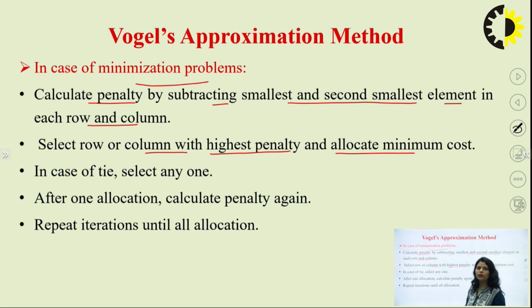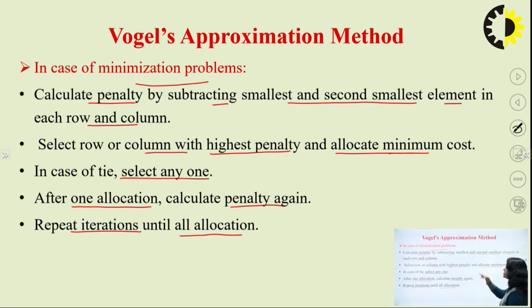First, we will find out the penalties and we will select the penalty which is maximum. And then we will allocate the minimum cost. In case of a tie, we can select any cell. After one allocation, we will calculate the penalties again and we will repeat these iterations until all the allocations are done. So, this is the case of the minimization problem.